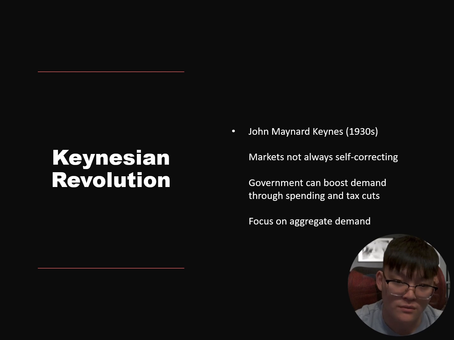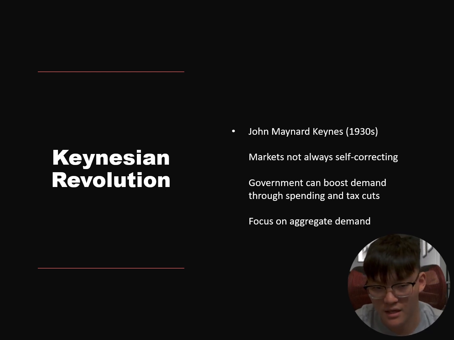Keynes argued that during recessions, people and businesses lose confidence and stop spending, which leads to even lower demand and production. He believed that in these cases, government intervention was not just helpful, but necessary. By increasing public spending or cutting taxes, the government could raise overall demand and help pull the economy out of a downturn.